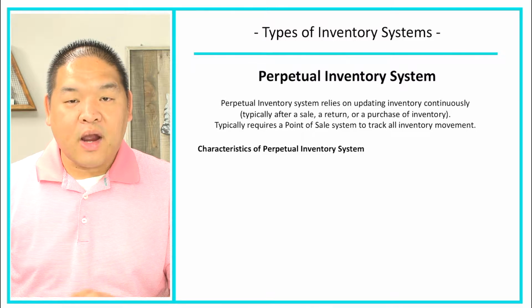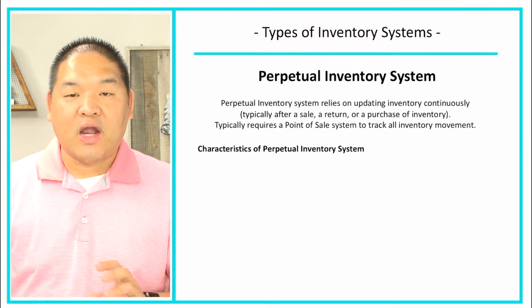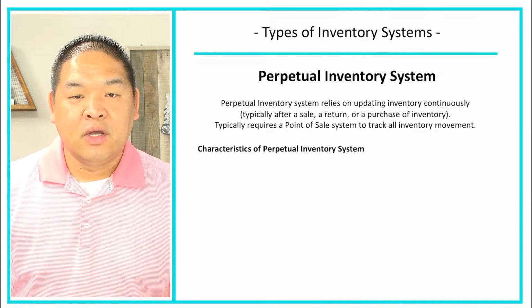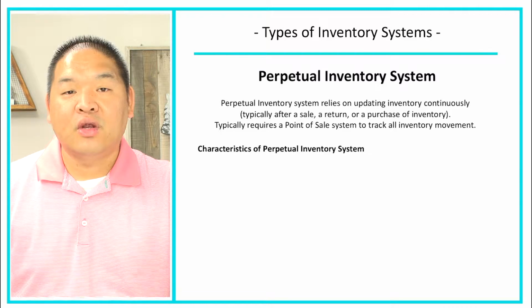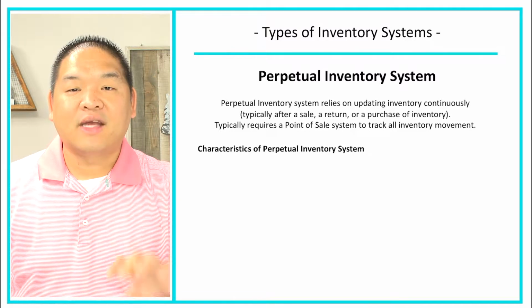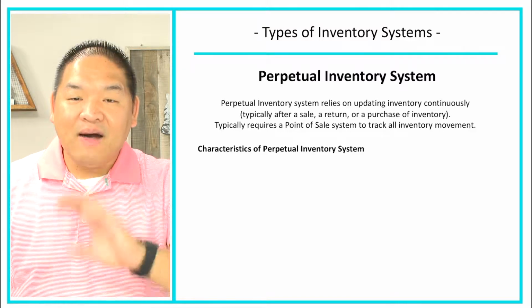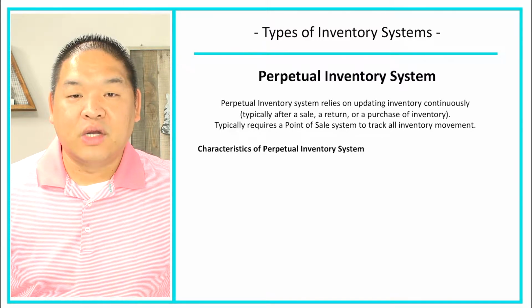This typically requires something called a POS system, or a point of sale system, to track all the inventory movement. This is why if you go into a large grocery store, they have an electronic computer scanning all of your products, because by scanning all your products, that basically updates the inventory in their books in real time.